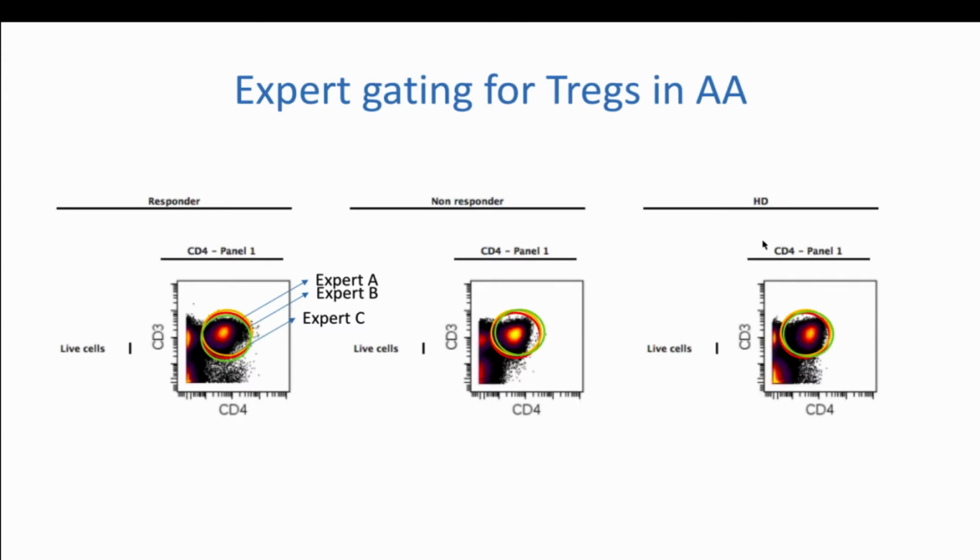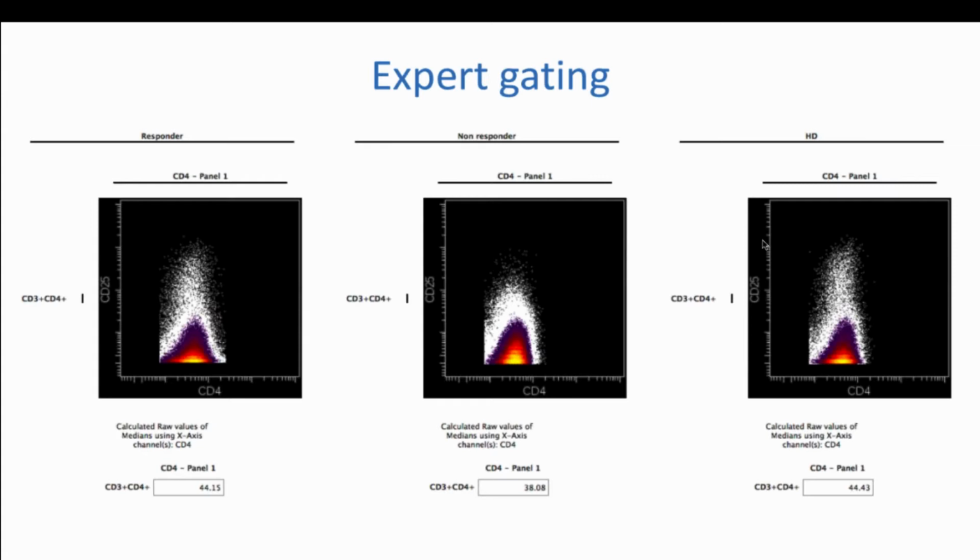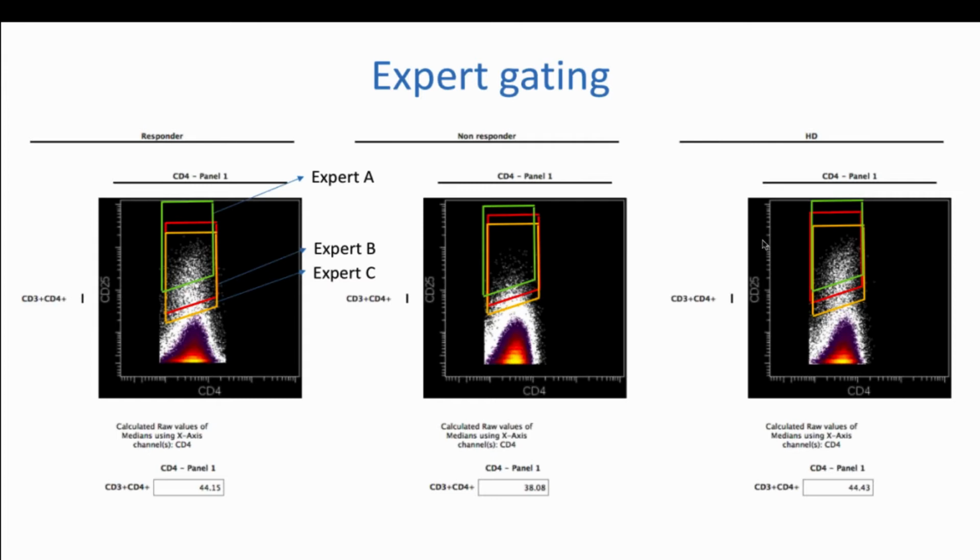But when it came to CD25 high, as you can see here, there is a very significant difference between expert A, B, C in identifying CD25 high. And I have to say, you can't say which one is right or wrong. There is no right and wrong. And each of them has a reason to define these cells as CD25 high, or say these are high because of this reason or that reason. But this is a difference between these experts, and you cannot really argue with that.